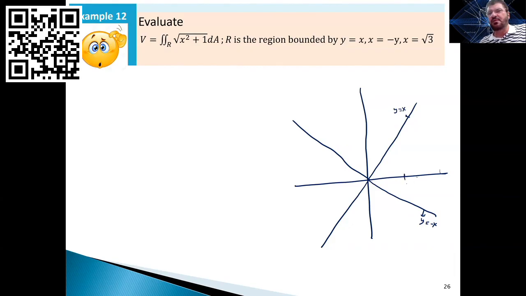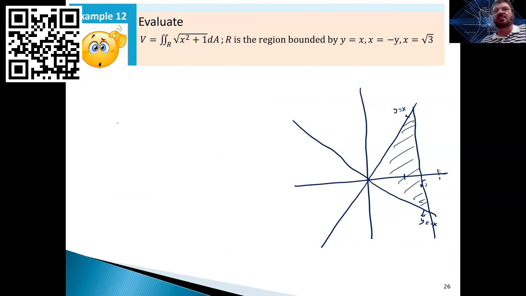If this is 1, this is 2. Root 3 is 1.7 somehow here. Let's say this is root 3. So it goes up like that and goes down. So where's my region? All of this is my region.